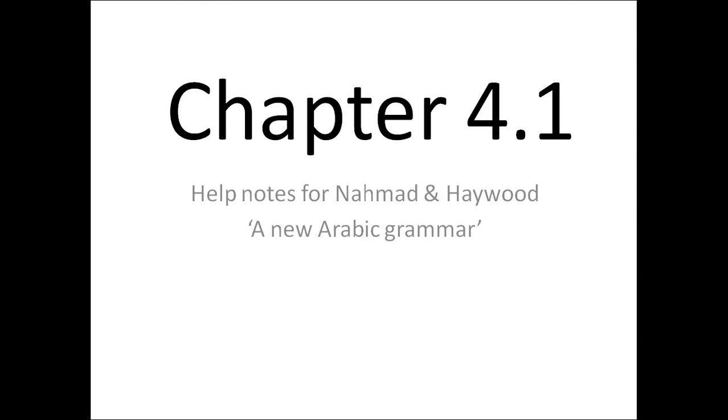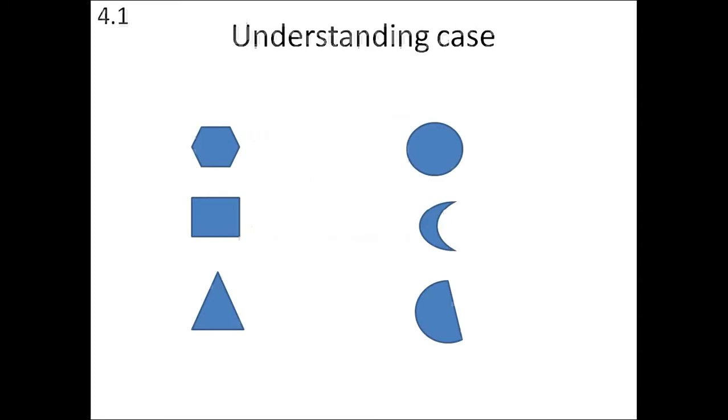Welcome to chapter 4.1, Help Notes for Nahmad and Haywood, a New Arabic Grammar. In this chapter, or in this paragraph, Nahmad and Haywood begin to discuss a quite complex topic called case, or hal in Arabic. In order to understand case, I would like to enlist the help of these 6 shapes.